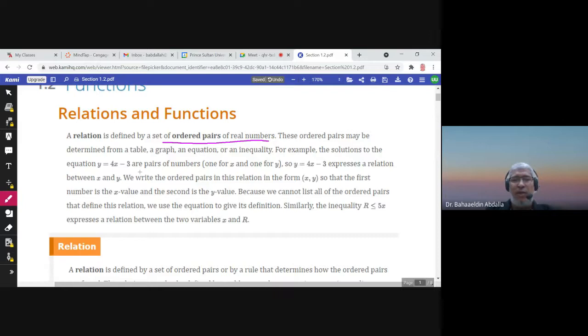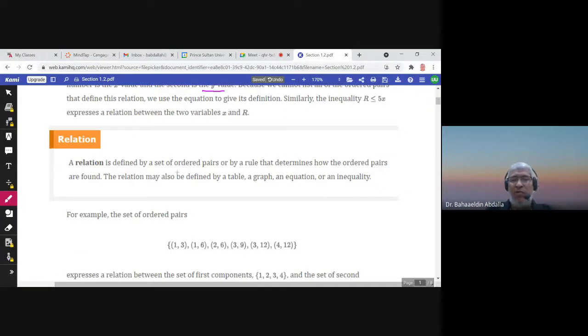For example, this is an equation, and the solutions of this equation are pairs of numbers, a value for x and a value for y. So in fact, this equation expresses a relation between x and y. The first number is the x value, and the second number in the ordered pair is the y value. So a relation is defined to be just a set of ordered pairs.